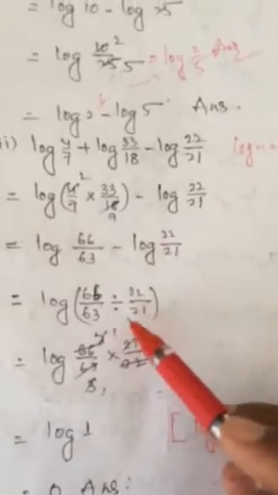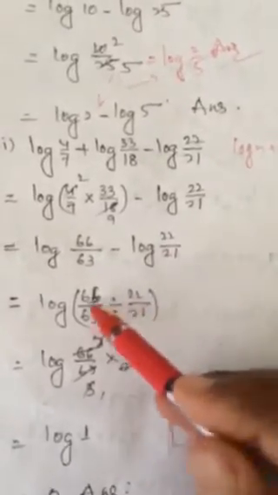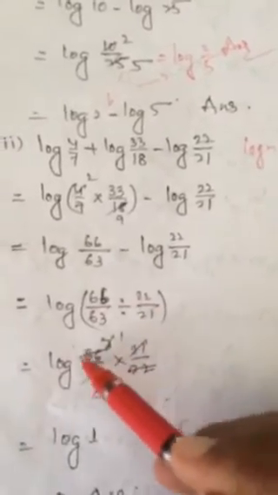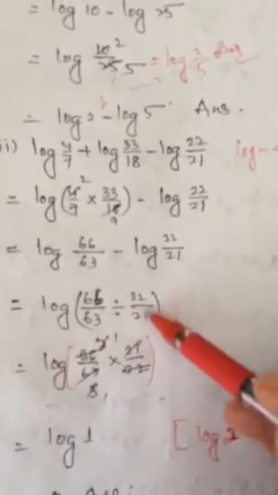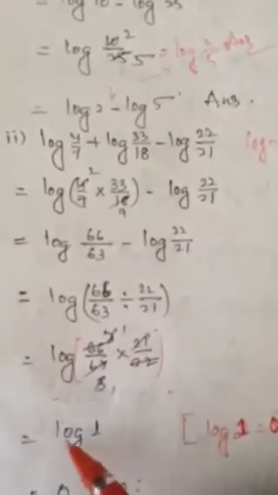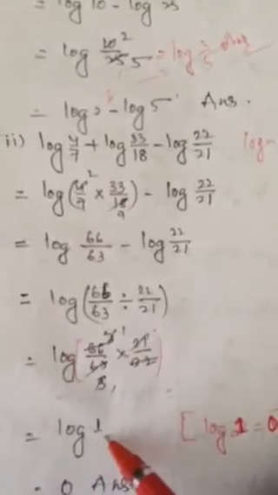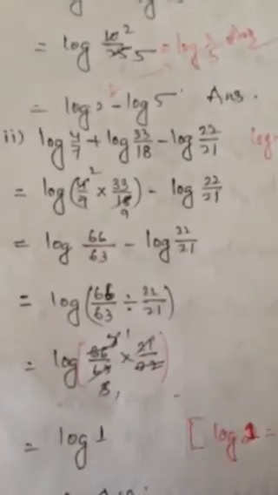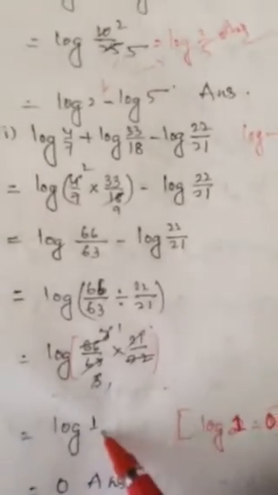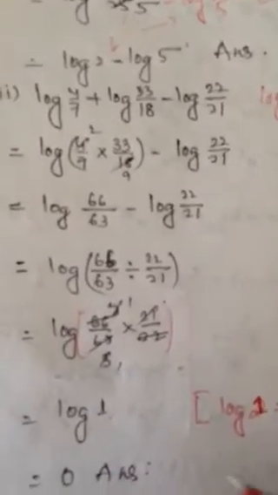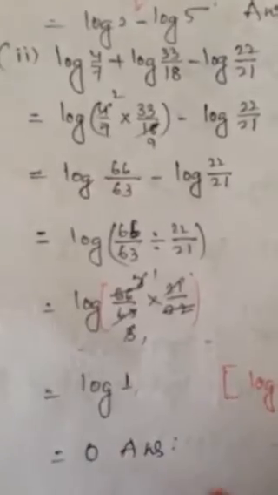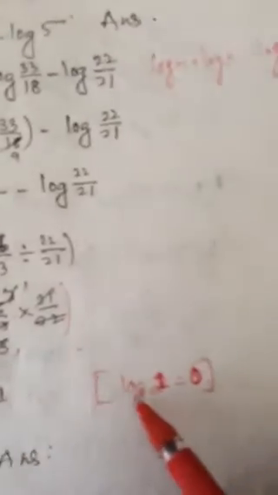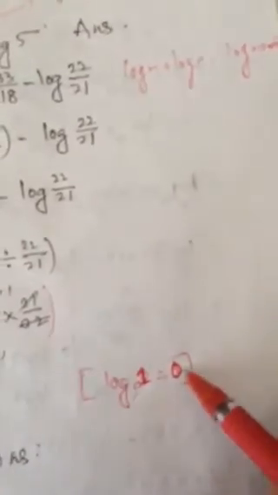Now for the division, you have to simplify these two by writing the reciprocal form. After cancelling we have got log 1, and we have already learned that log of 1 to any base is always 0. So log 1 is 0. The value is 0, so the answer is 0 here.